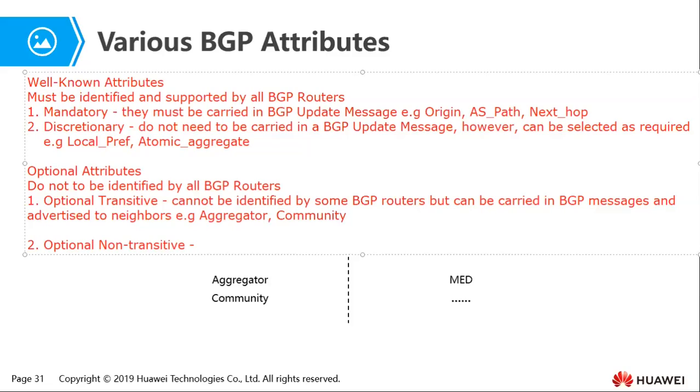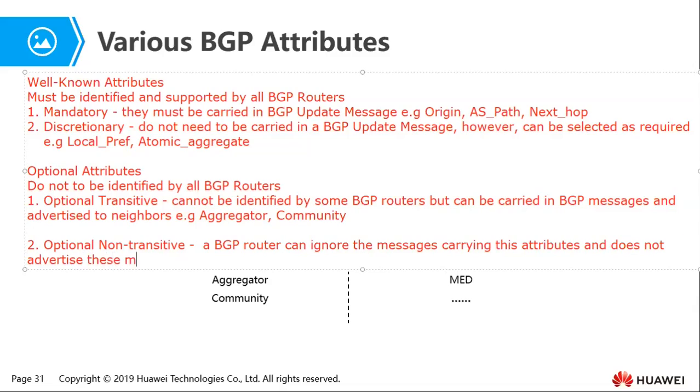Now with optional non-transitive, transitive simply means you can carry it, even though you don't understand it. And non-transitive is the opposite. So with this one, a BGP router can ignore the messages carrying these attributes, and does not advertise these messages to the neighbors.